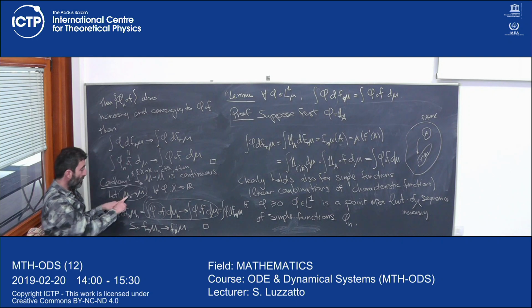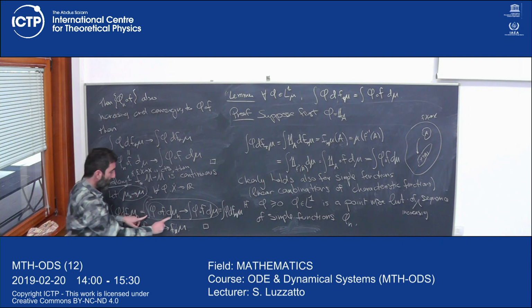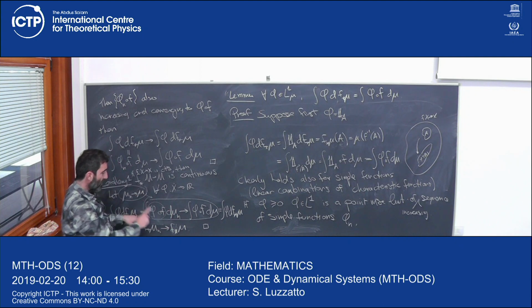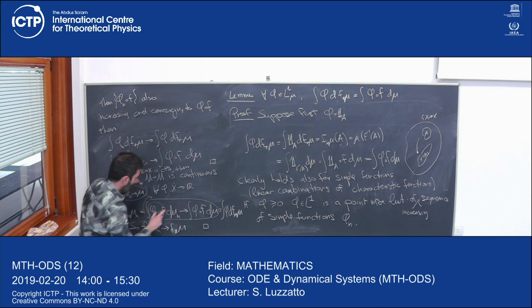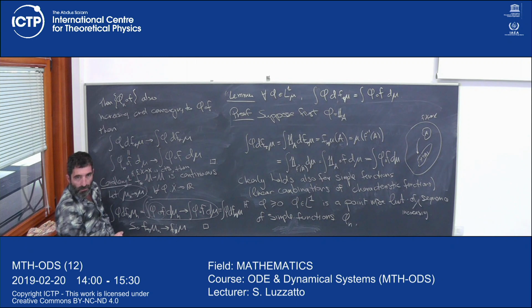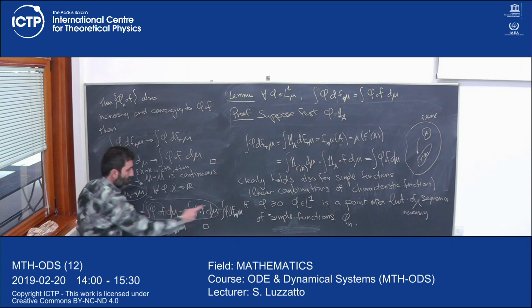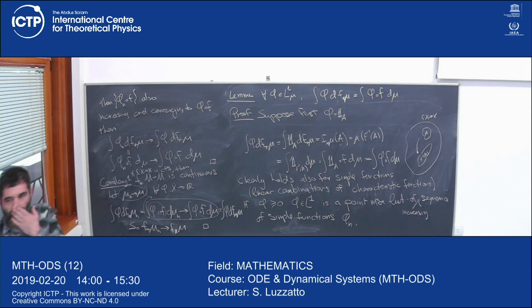Because we have assumed that mu n is converging to mu, by definition of this convergence, we have this converging to this for this particular continuous function. And therefore this converges to this, which implies this.